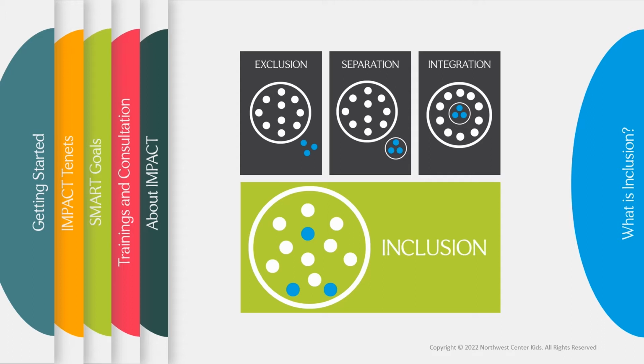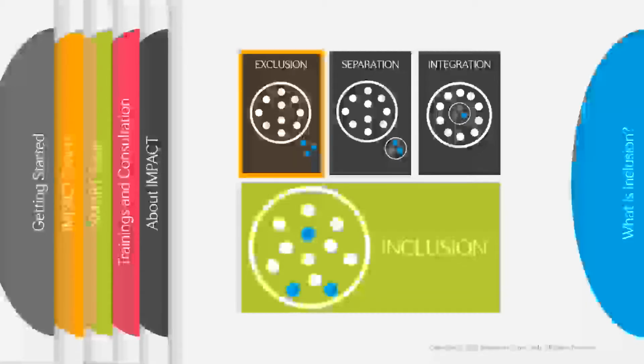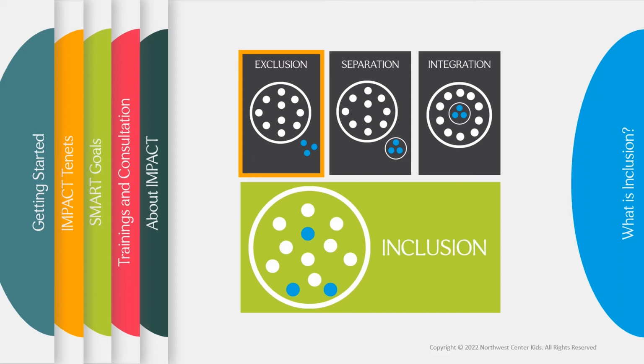So imagine here, the white dots are children who are typically developing, and the blue dots are children with special healthcare needs. Remember, the blue dots could simply be a child who has a developmental delay or a child whose behaviors are challenging. And let's start by looking at exclusion. For a long time in education, children with special needs were completely excluded from school. Unfortunately, we still see this happening, where children with special healthcare needs aren't allowed to enroll at some early childhood programs or are asked to leave if their behaviors or needs become too much.